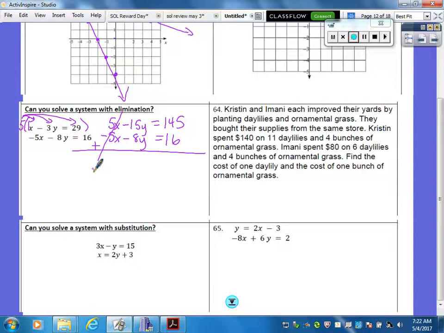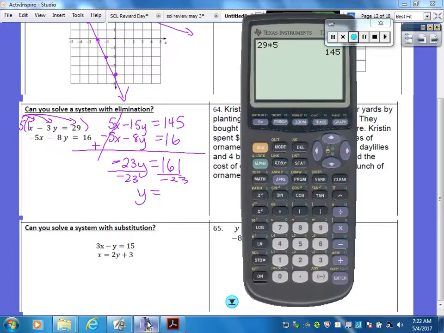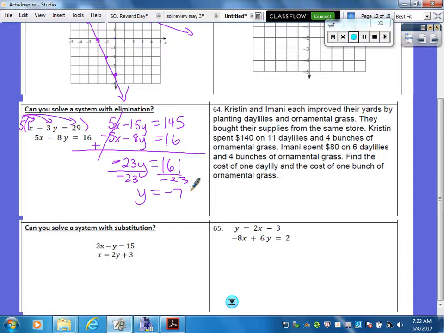I have negative 15 plus negative 8y, so how many y's do I have? That's negative 23y's. And then I've got 145 plus 16, so that is 161, I believe. 161, perfect. Last step, just divide by our negative 23, and we will have the value for y. So y is going to be 161 divided by negative 23, and we get out negative 7. So that's half your answer.